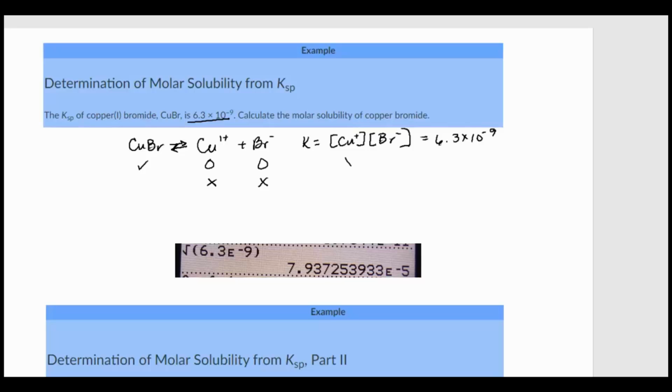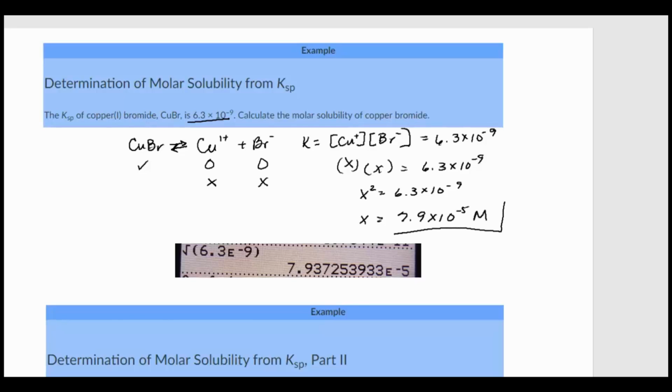So I'm going to have X times X is equal to 6.3 times 10 to the negative 9. Remember, X times X is X squared. So when I solve for X, I get 7.9 times 10 to the negative 5, and that's a capital M molarity. So that is the molar solubility of copper bromide.